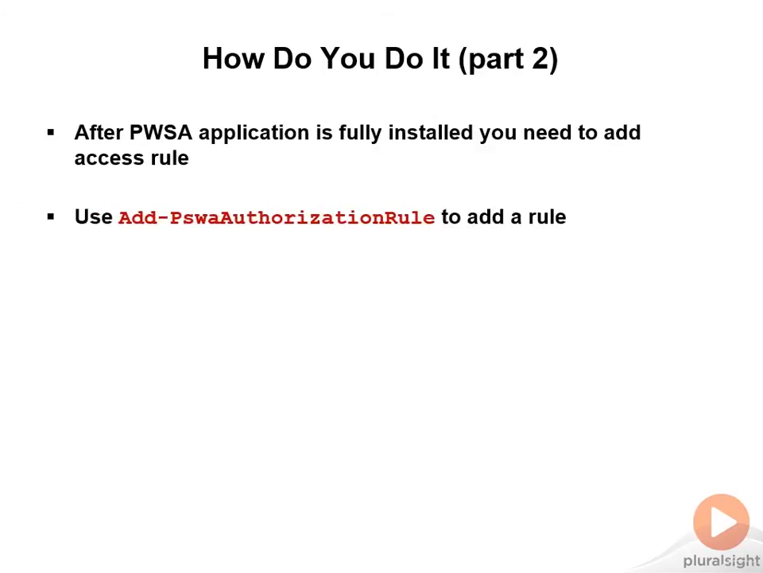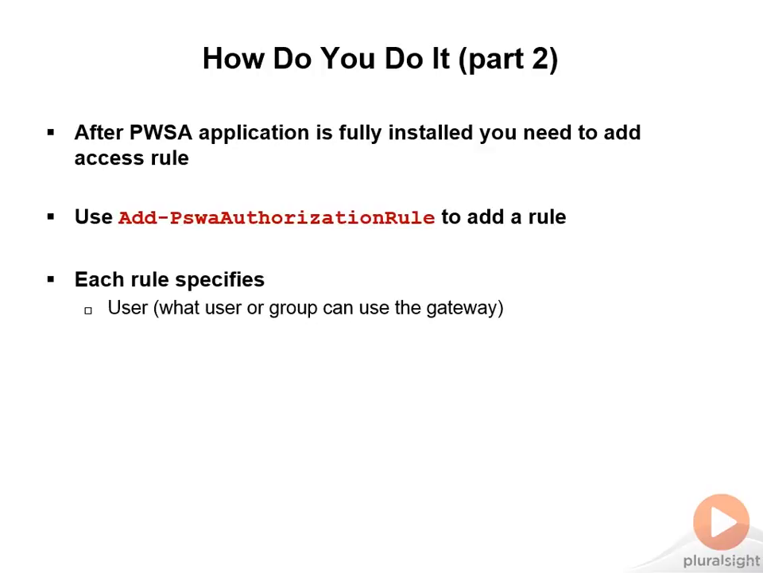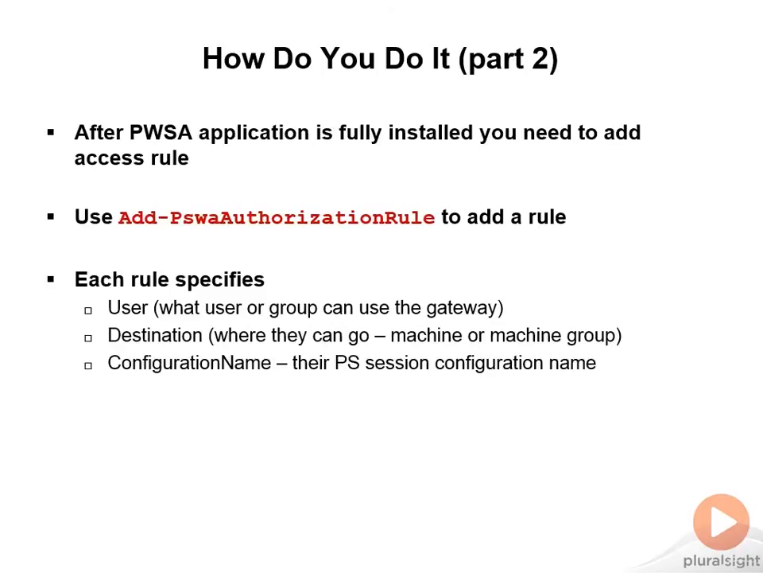The access rule is added by using Add-PswaAuthorizationRule. And this rule, or the rules you put in, specify what user or group can use the gateway, what destination or where they can go, and a configuration name. So this allows me, for example, to authorize Malcolm to go to machines M1, M2, and M3, but on that machine not to hit the default PowerShell configuration, but perhaps a restricted configuration. Malcolm might be just an Exchange administrator, and so he might be restricted in some of the things he can do. For example, he might not be able to load the Active Directory module from that system. So I've got very rich authentication through the normal authentication mechanism, and I get great authorization through these PSWA authorization rules.